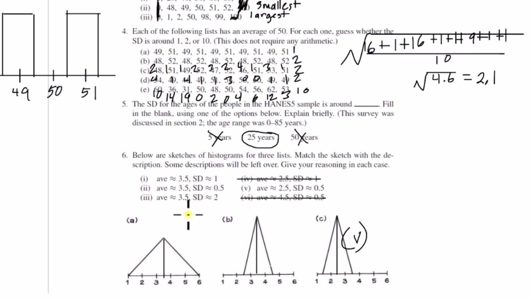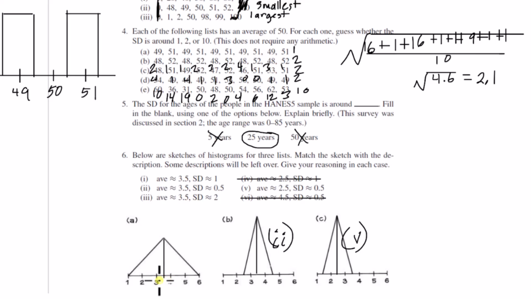Okay, so anyway, these two have an average of 3.5. What's the spread here? This is spread out, so 3.5, 4.5. This is spread out 1 unit on each side of the average. So we would expect the standard deviation to be less than 1. So we'd say this is number 2.